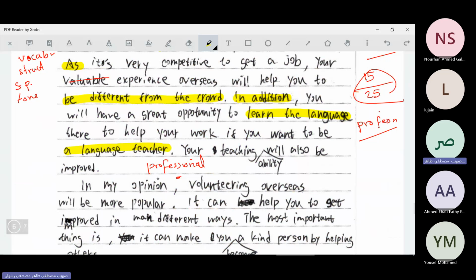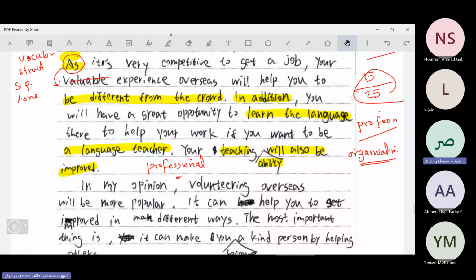This is also copied from the text. Your teaching ability will also be improved. So these are starting from here. The student started the professional points, but he didn't refer to the professional points. So in terms of organization, the answer is not very well organized. To avoid being less organized, you will start the paragraph referring to the bullet points.